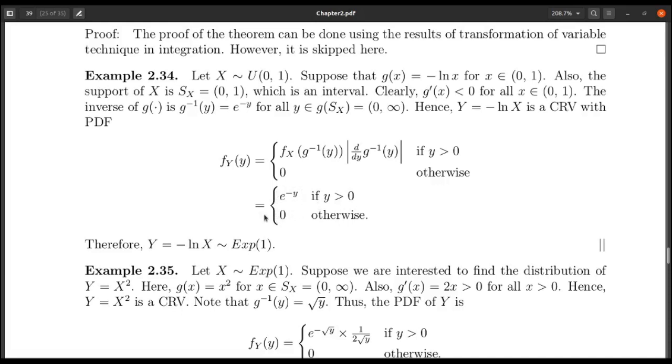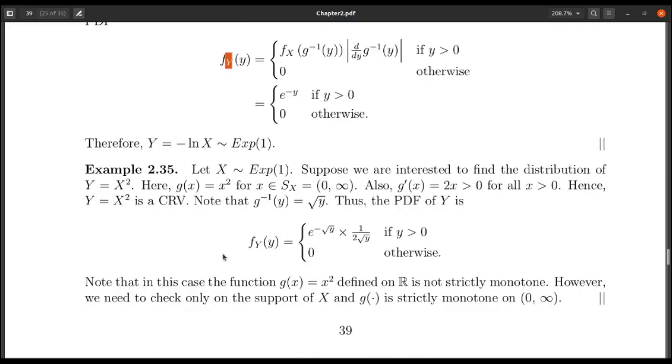Note that this PDF is basically the PDF of an exponential distribution with parameter 1. So Y is an exponential random variable with parameter 1.